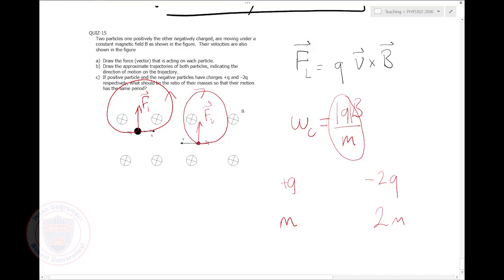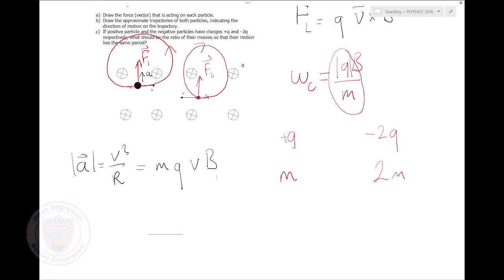I don't think many of you actually remember this cyclotron frequency formula, so what you could very quickly do is to say that the acceleration of this particle is towards the center. Acceleration magnitude will be V squared over R, right? And that must be the force, Q V B, divided by M. And from here, you could find V as QBR over M.